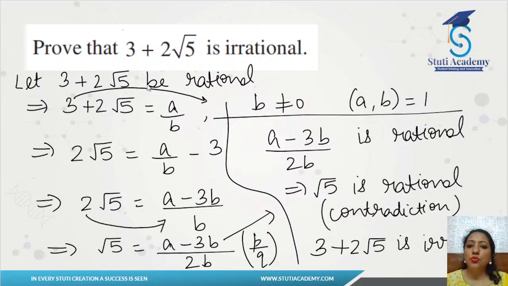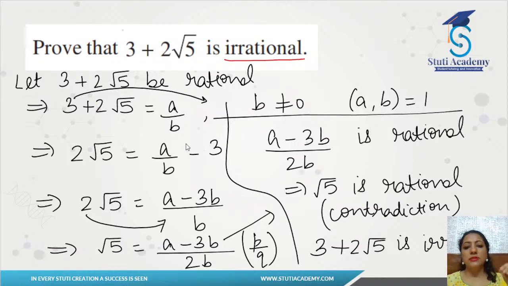Let 3 plus 2 root 5 be a rational number. We have been asked to prove that it's an irrational number. We start with let, if possible, 3 plus 2 root 5 be a rational number. Now, if this is a rational number, we'll write it in the form of a upon b, where b being a denominator is non-zero. And a and b, they're co-prime numbers. That means they have only one as a common factor. 3 we are going to take on the other side. It will become minus 3.